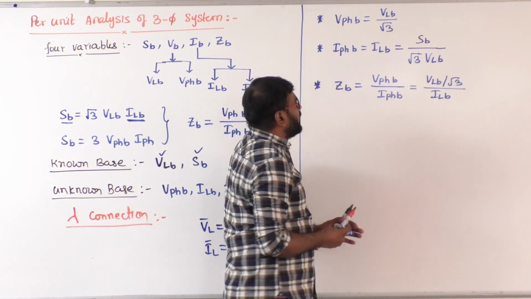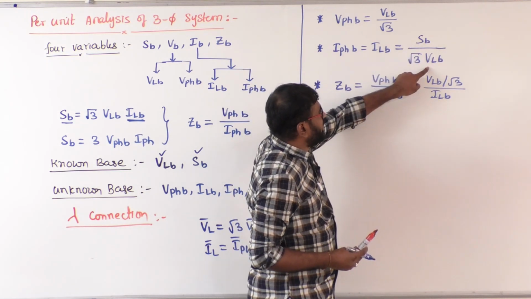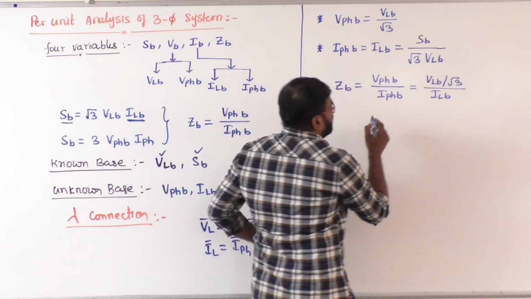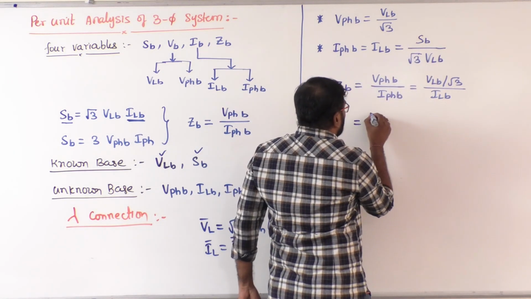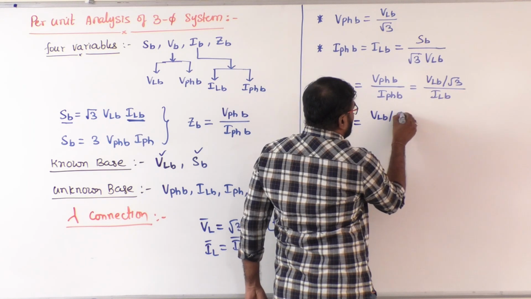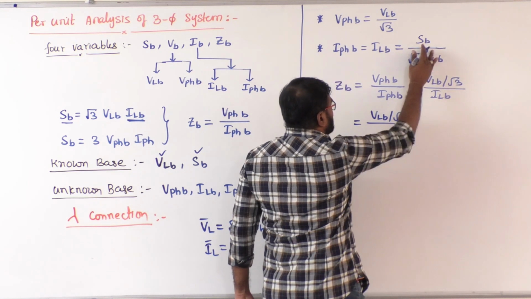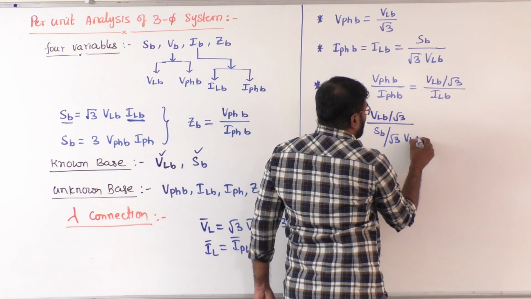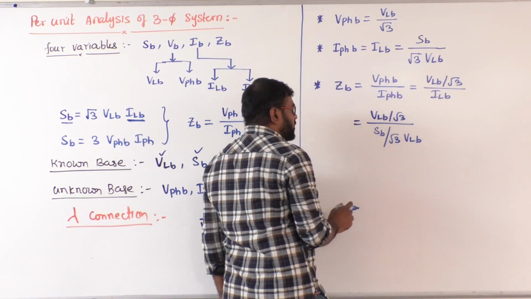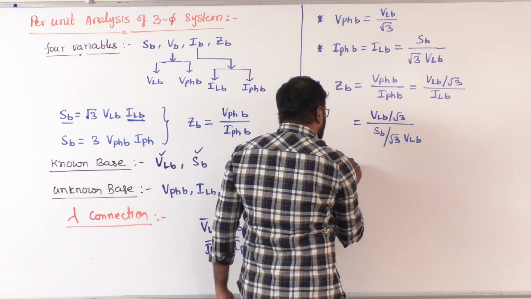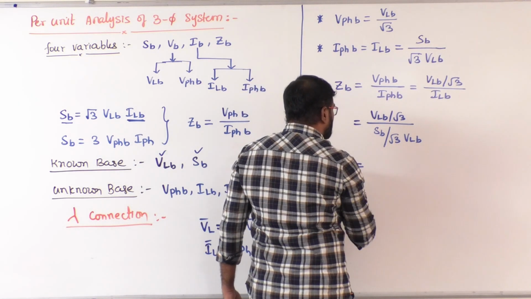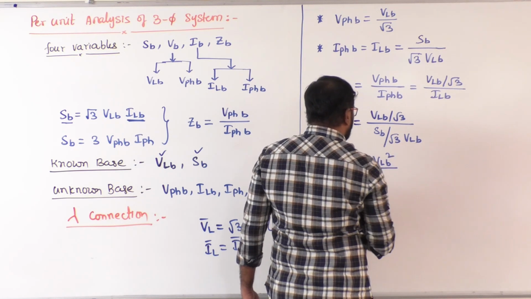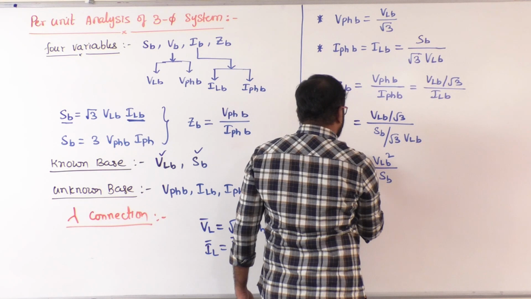Now tell me, what is I line base? S base by root 3 times V line base. So let me substitute that. V line base by root 3 divided with I line base, which is S base by root 3 times V line base. Root 3 gets cancelled. V line base will come to the numerator, and finally Z base for star connection is V line base square divided with S base.